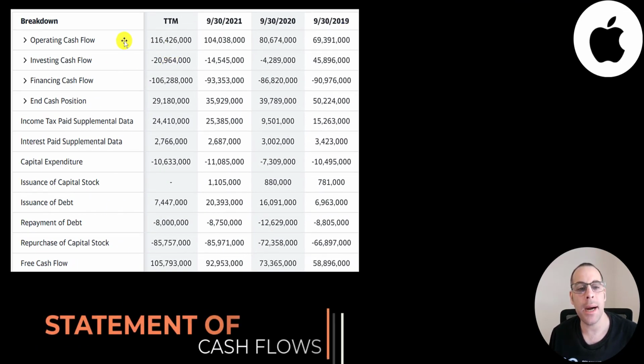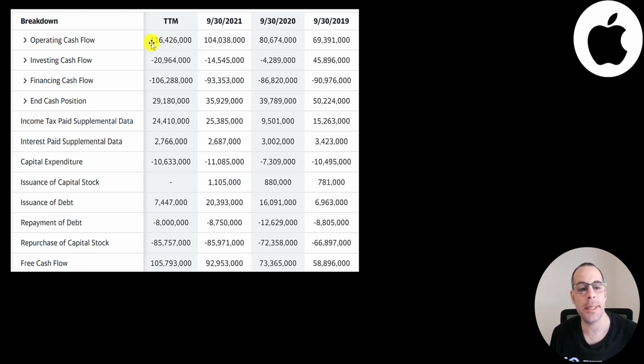This is the company's statement of cash flows. The top line is operating cash flow. That's how much cash the company generates from its operational business. Then you have capital expenditures, investments in property, plant, and equipment. Operating cash flow minus CapEx gives you your free cash flow. And that was highest ever in the trailing 12 months at 106 billion.